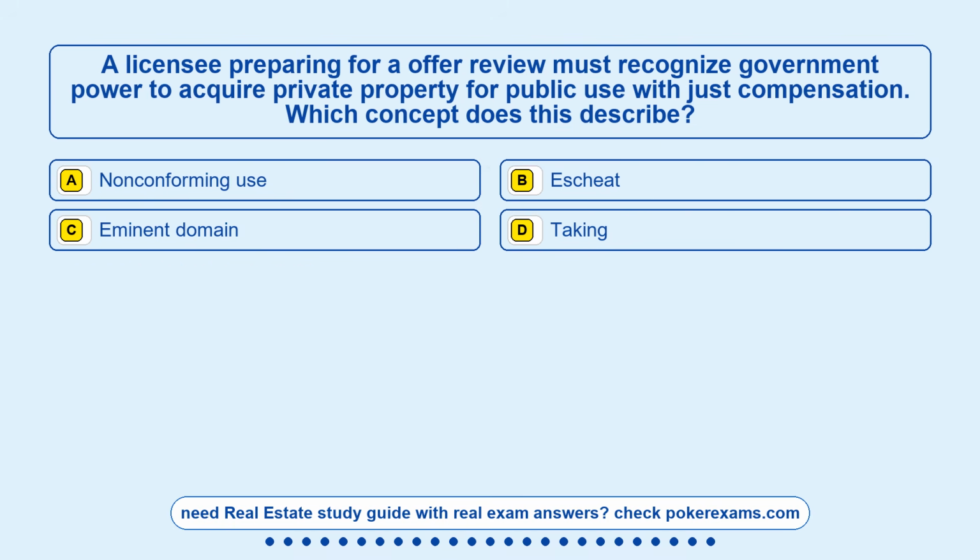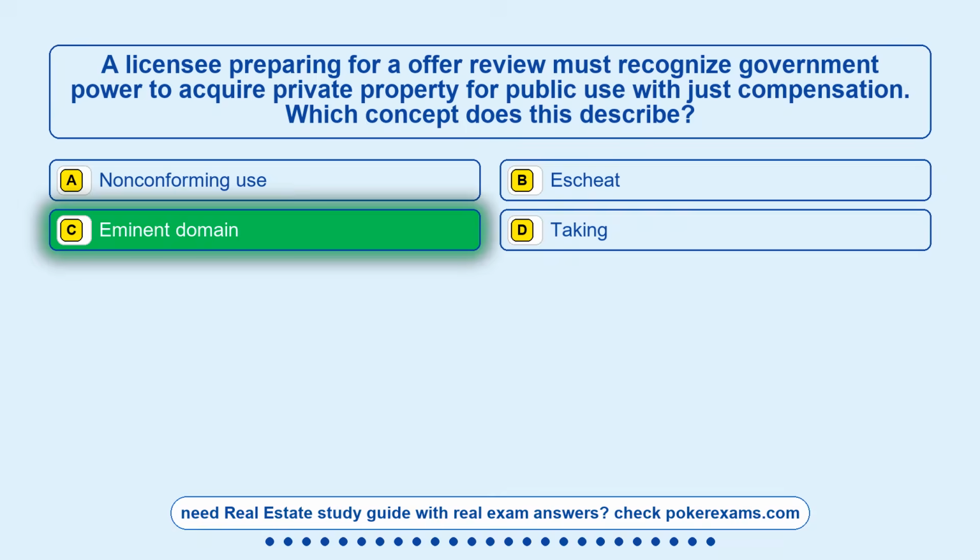Question 6. A licensee preparing for offer review must recognize government power to acquire private property for public use with just compensation. Which concept does this describe? Option A, non-conforming use. Option B, escheat. Option C, eminent domain. Option D, taking. The correct answer is option C, eminent domain.